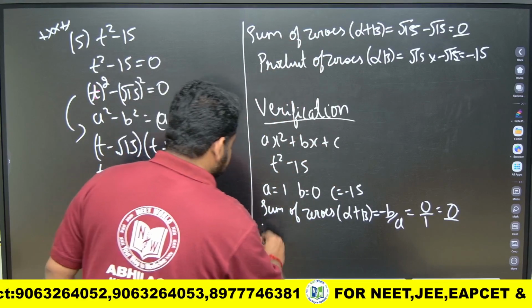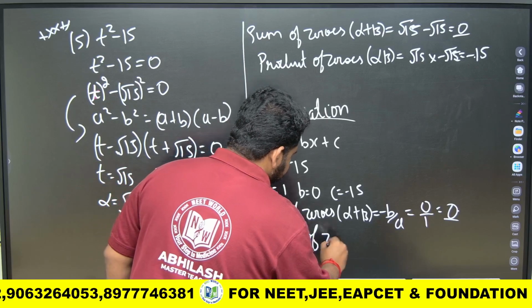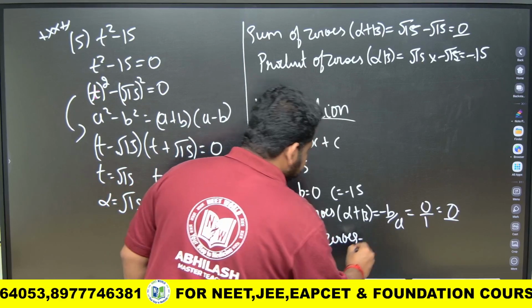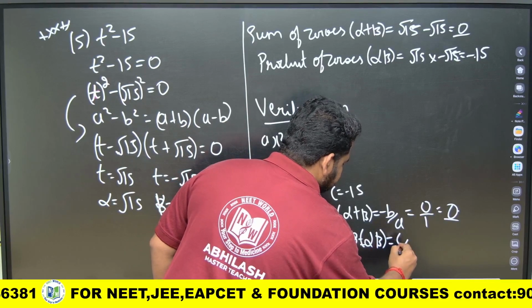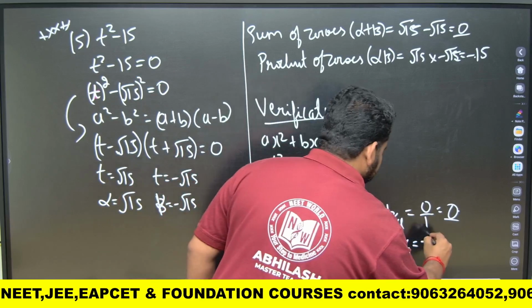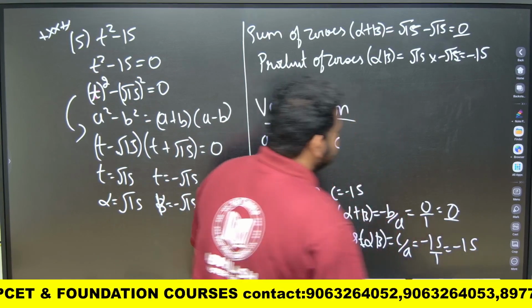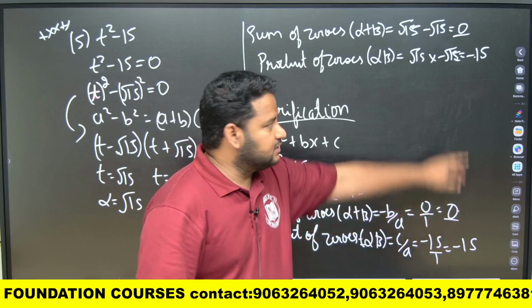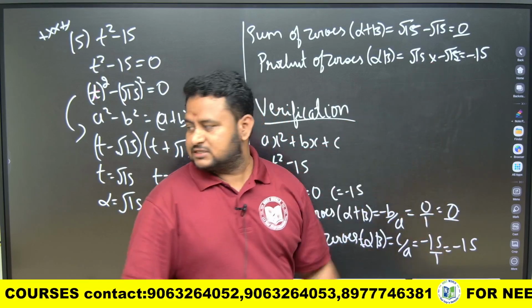Now product of the zeros. Product of the zeros, alpha beta, is equal to c by a. C is equal to minus 15, so minus 15 by a, which is 1, is equal to minus 15. So the answer is here also minus 15, there also it is minus 15. Clear? Here also it is minus 15, there also it is minus 15.